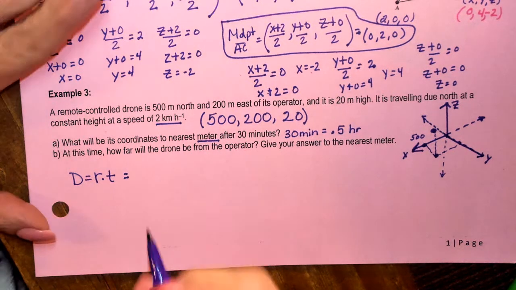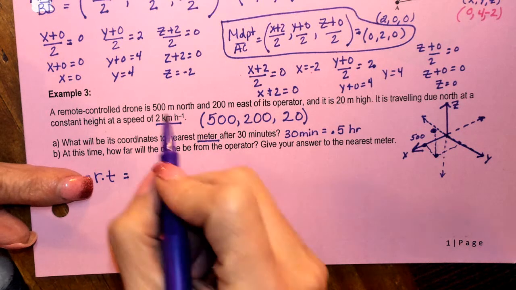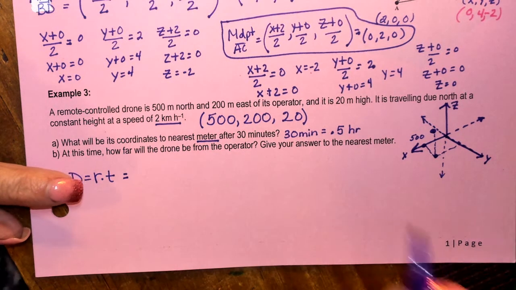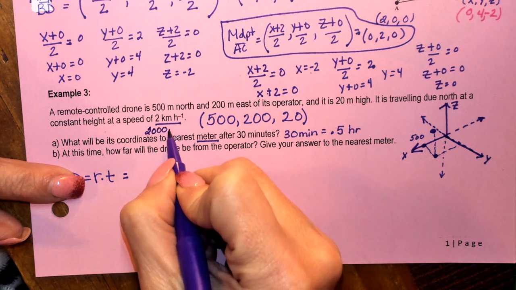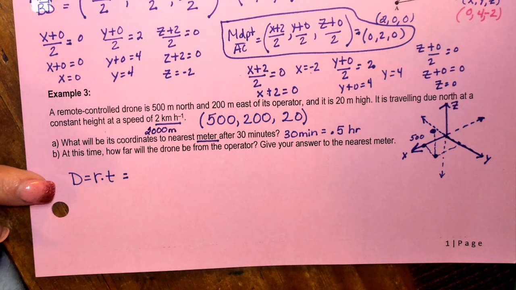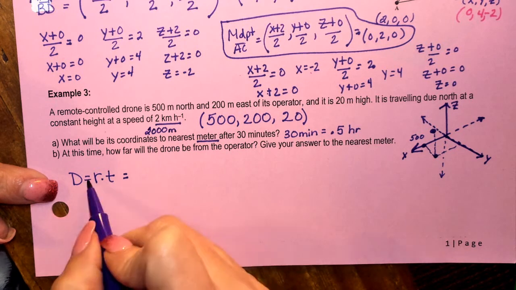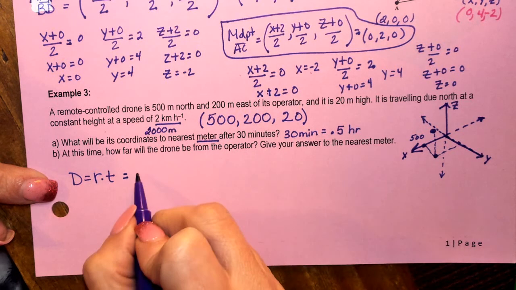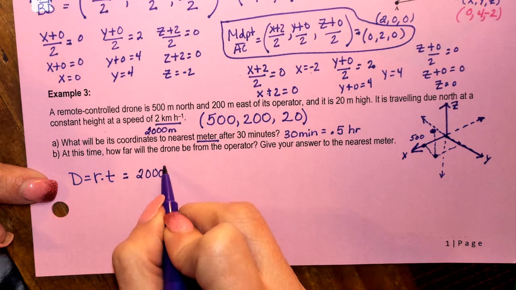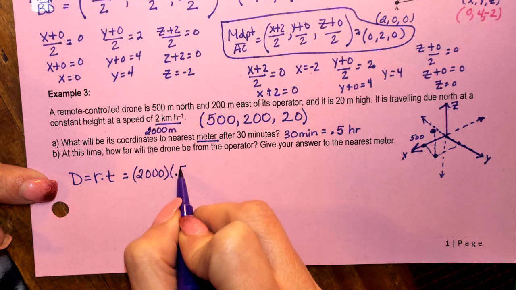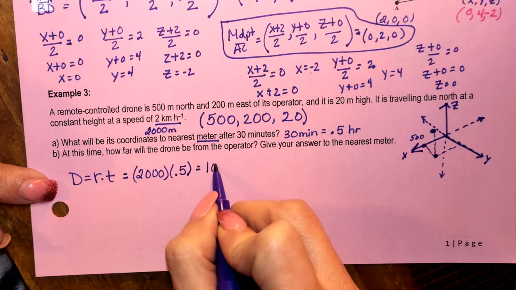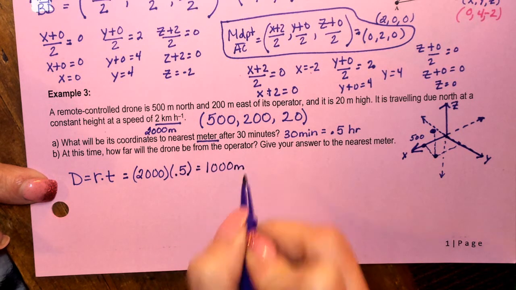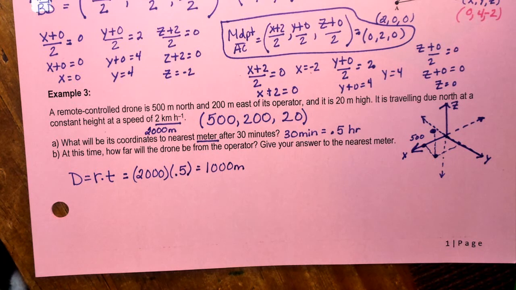Okay, I know what I was looking at. The 2 kilometers an hour, I'm going to convert this, 2,000 meters per hour, right? So the time is half an hour and the rate is 2,000 meters per hour. So the distance is 1,000 meters that we're going to go in 30 minutes. We're not going to go very far. We're going to go 1,000 meters.